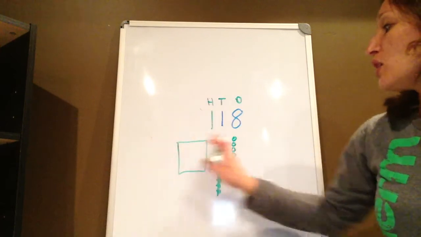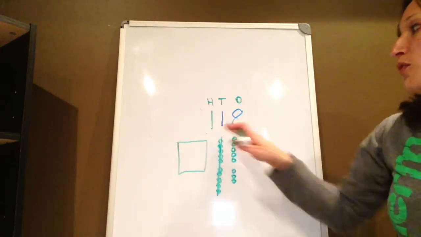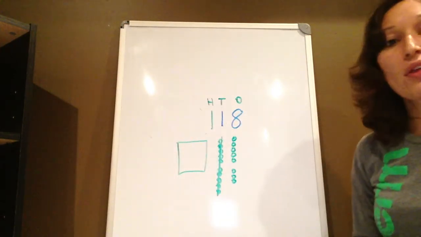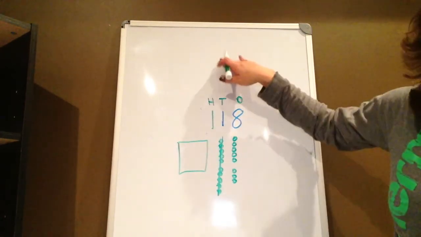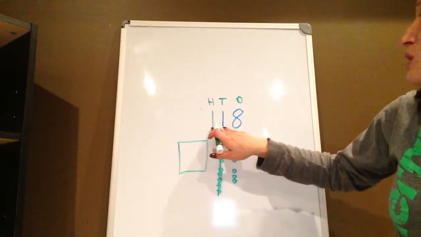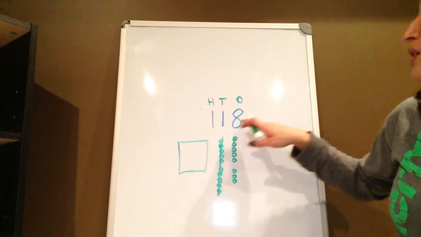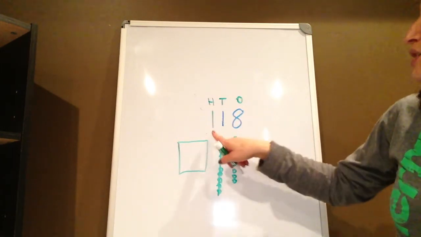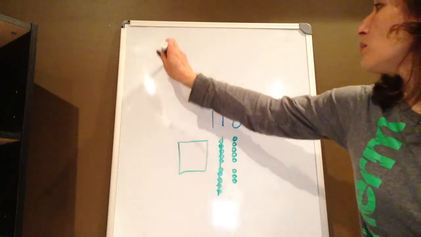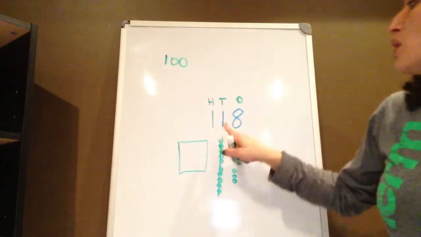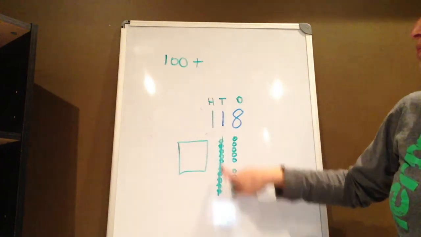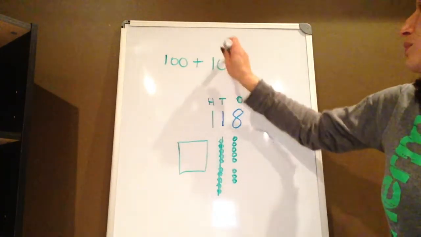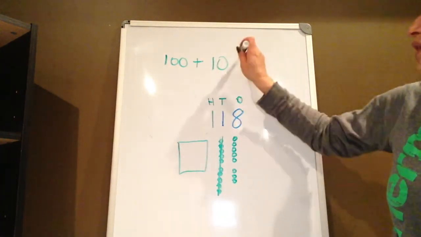This is one way to show your understanding of place value for this number. There's another way to show your understanding, and that would be the expanded form. So I'm going to write that on top up here. To show the expanded form of the number 118, I know 118 is made up of 100 plus 10 plus 8 ones.